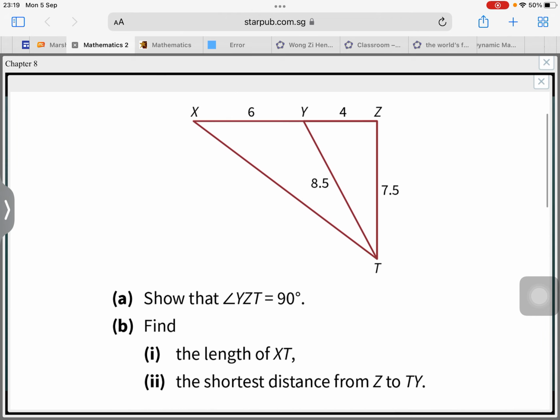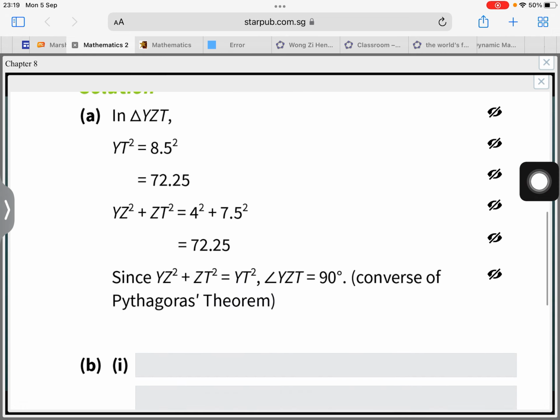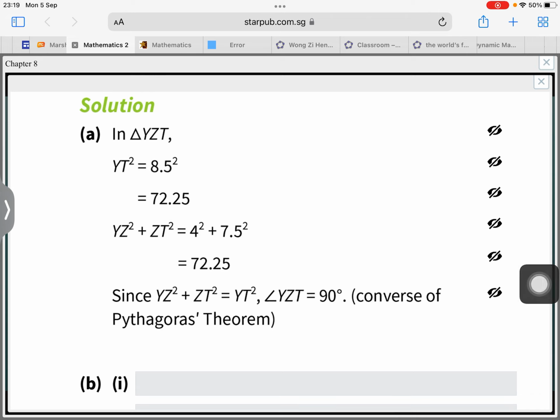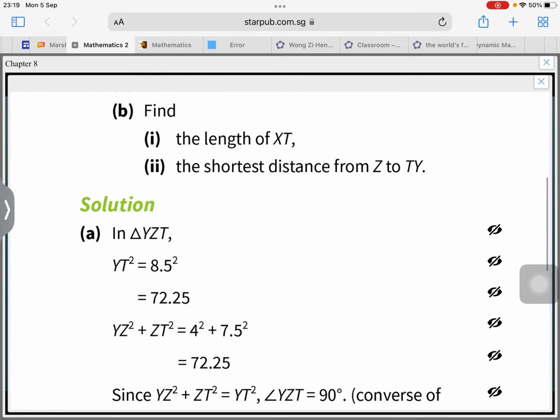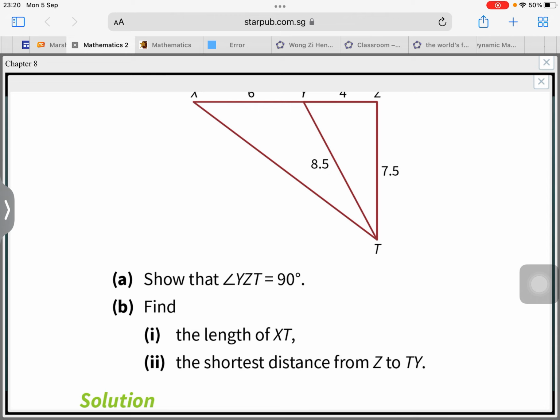This means that by the converse of Pythagoras theorem, YZT is a right angle triangle. Since YZ square plus ZT square equals YT square, angle YZT equals 90 because of the converse of Pythagoras theorem. Or the way I read it in class is, by the converse of Pythagoras theorem, angle YZT equals 90. Once we have that, let's move to part B. The converse part is now done already.